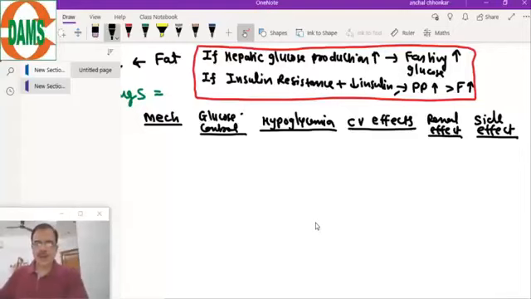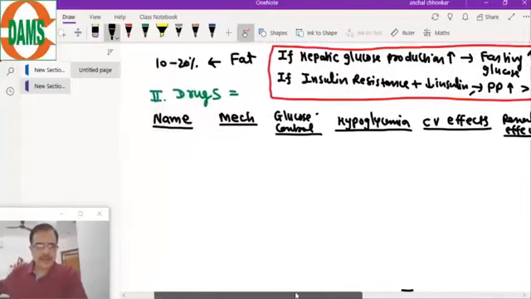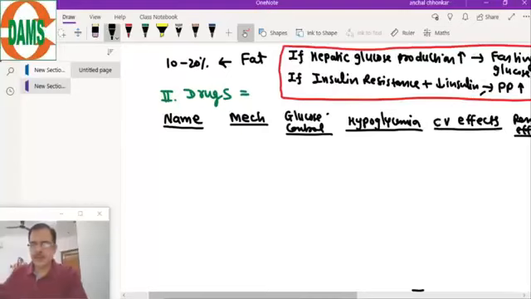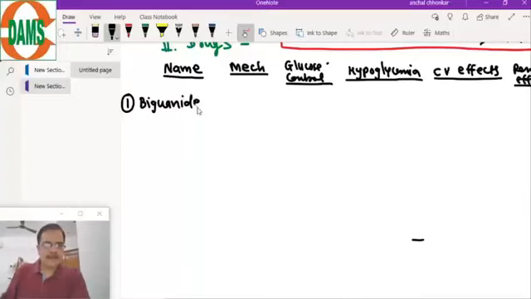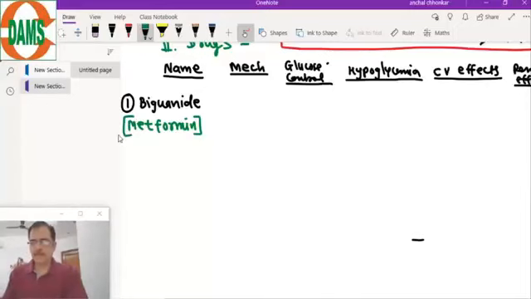Now come to the table, a very important table of the drugs and their clinical benefits. Starting with the first drug, this is the most commonly used drug and indeed the first drug to be given. This drug is Biguanides, and the prototype drug in this list is metformin. Now the mechanism of metformin.